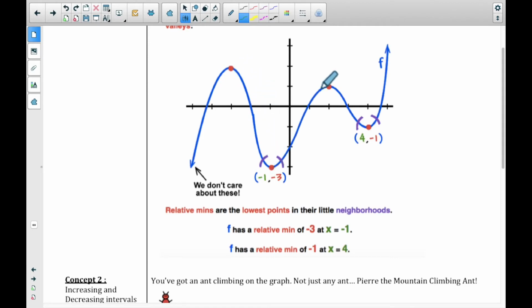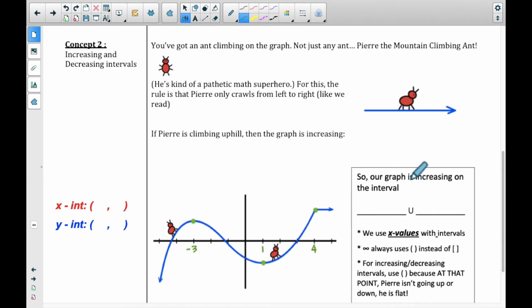And then it goes up and then it goes down. And so those min-max points are where it turns around. And so in coolmath.com, they use this little ant, and they name their ant Pierre. And they call it Pierre the mountain climbing ant. And so this is Pierre, and anywhere that he is crawling up, and again, he only goes from left to right, anywhere he's crawling up, it is increasing. So if Pierre is climbing uphill, then the graph is increasing. If Pierre is climbing downhill, the graph is decreasing.